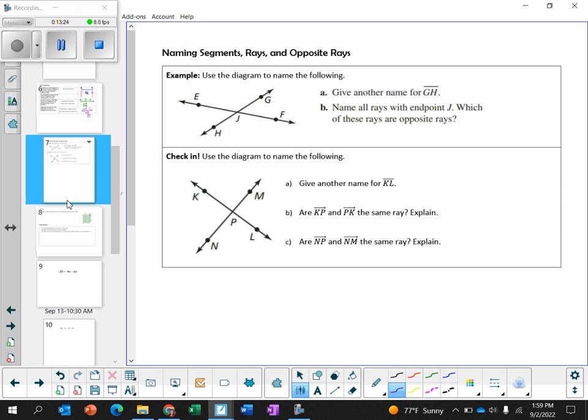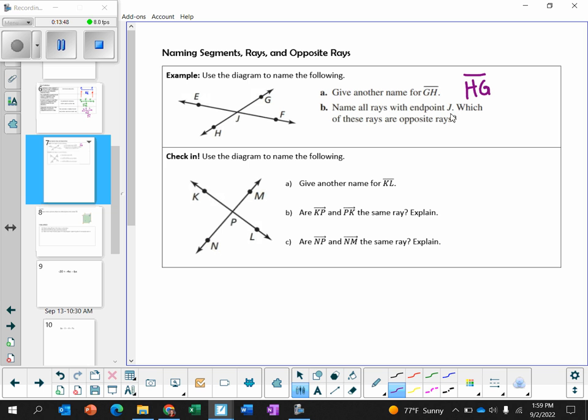All right, so here, if I wanted to give another name for segment GH, since we have to name a segment by the endpoints, I can't use the J because that's not one of the ends, only G and H are. So the only other way we could name a segment is by flipping it. I could call it HG. But that's the only thing we could really do to modify that.